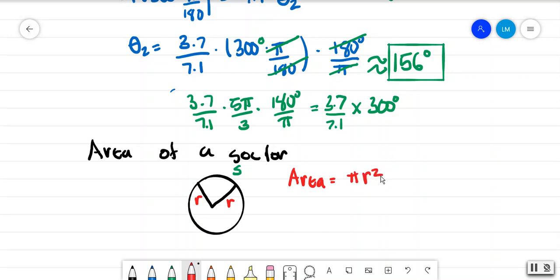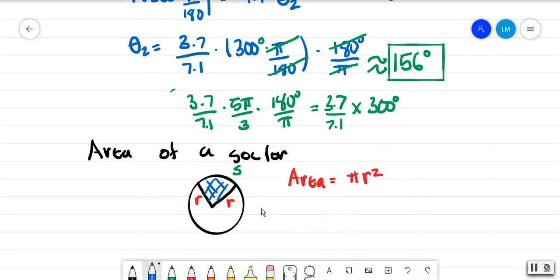Now, if we were to think about it with regard to the fraction of the area, so this is just a fraction of the area.